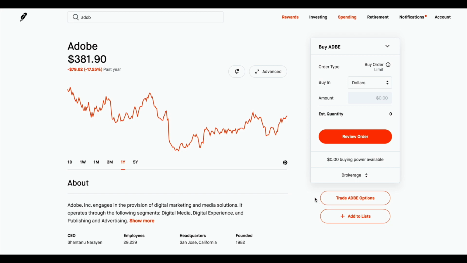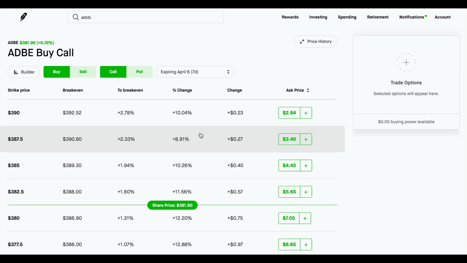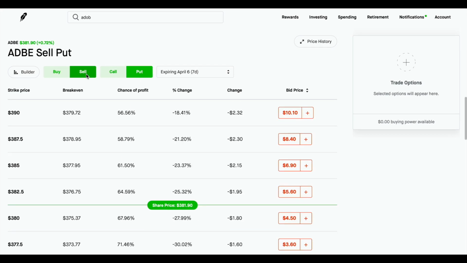So now jumping into Adobe for the first example, you'll click Trade Adobe Options down here on Robinhood. Robinhood has a really good user interface in my opinion for options, so it's really good to take a look at them using the platform. So a put credit spread. Let's quickly walk through how to set up a put credit spread.